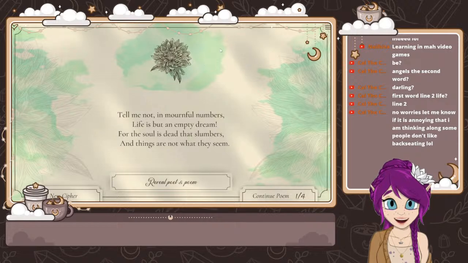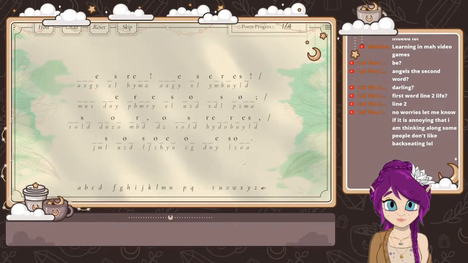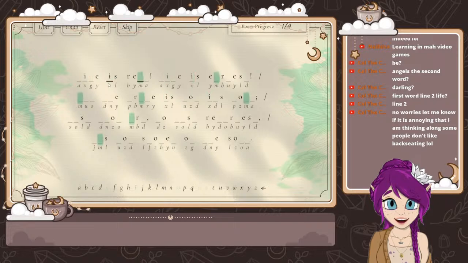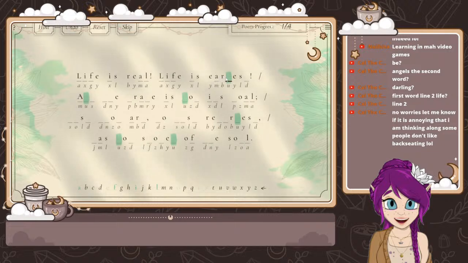Well, this is a pretty... I love the illustrations. Is real. Life is real. Life is real. Life is earnest.